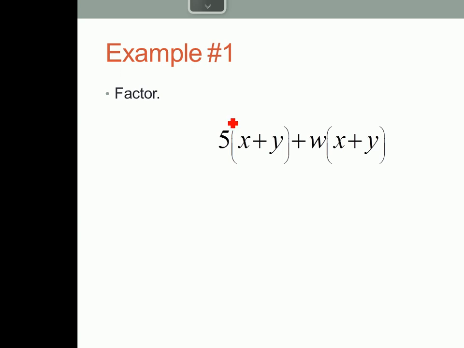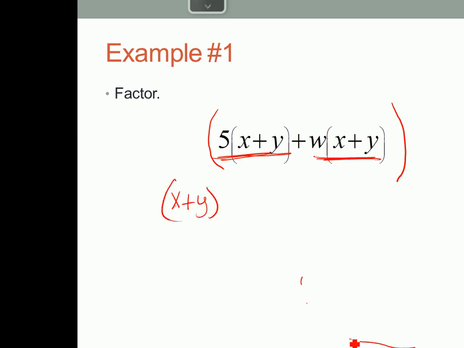Here, say once again, there are parentheses around this, just like that. What this term and this term have in common is x plus y. It's in parentheses, so it's kind of like one thing. If we take x plus y out of those parentheses, you tell me what's left. The 5 is left, and the w is left. So that's what's left inside the parentheses, so we have 5 plus w. And guess what? You're done. Easy enough, right?